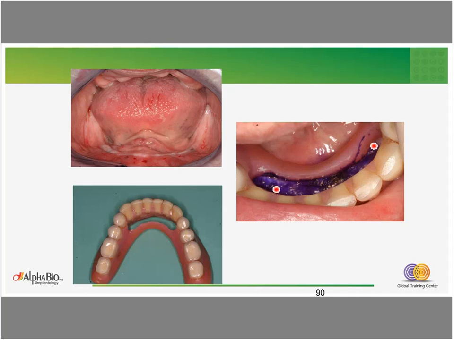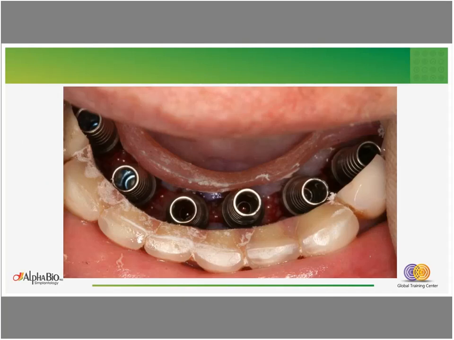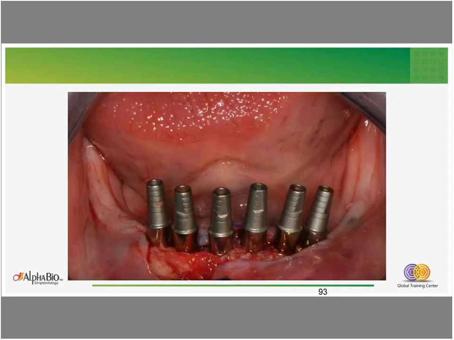After the flap was raised, all implants were inserted according to the window of the denture, and abutments were connected. Of course, these abutments are for cemented restoration, but we can easily convert these abutments into screw-retained restoration. And in all cases that we have angulated implants or cantilever, it is recommended to use screw-retained restoration.